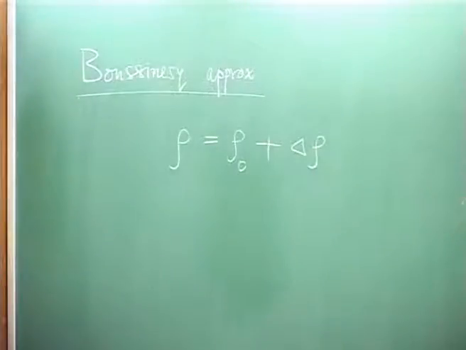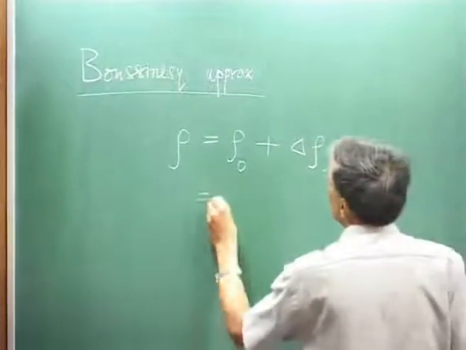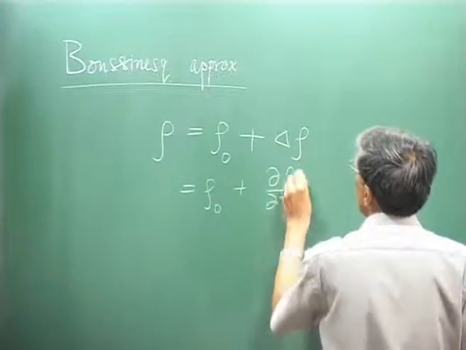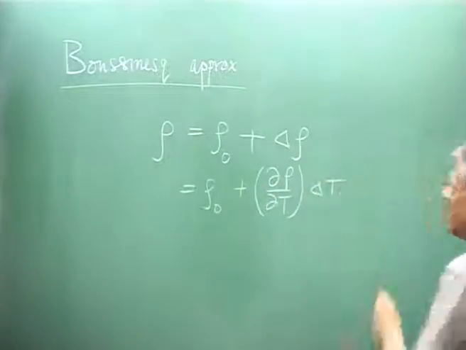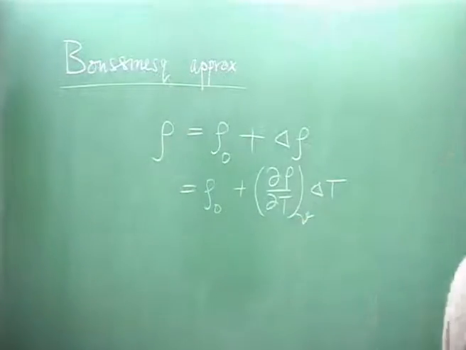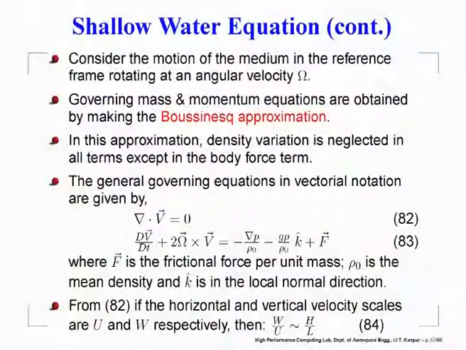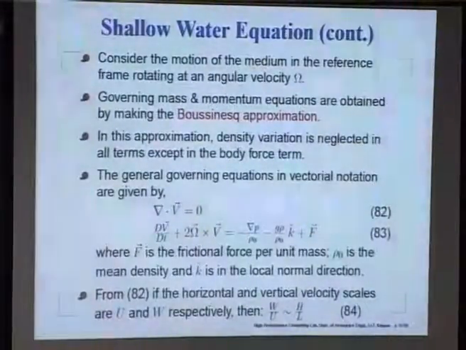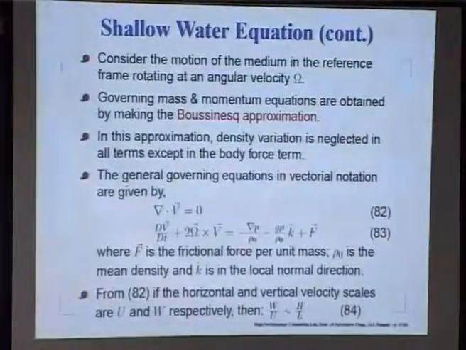We will write it as delta rho, and this we can write as del rho by del t times delta t. So, any temperature variation will bring about a change in density, and this density variation is kept only in the body force term. The body force is due to gravity, so that is rho g acting along the k unit vector. That is where we use the actual density. In the rest of the terms, we keep the nominal value, that rho naught that we are mentioning here.